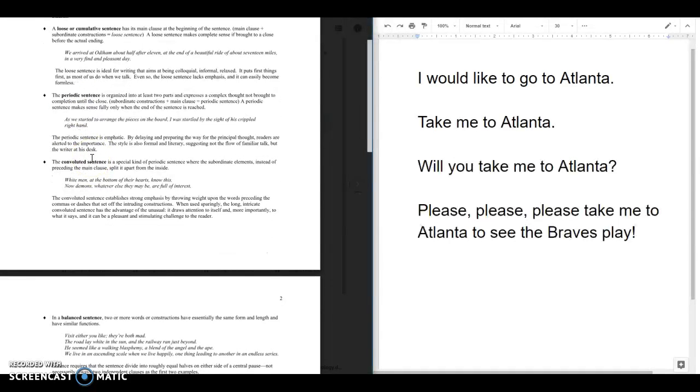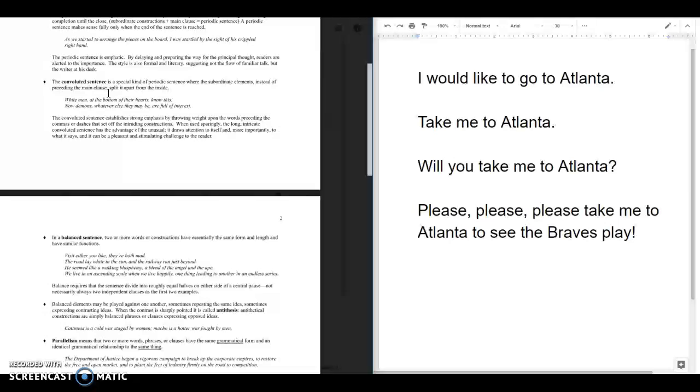Next, a periodic sentence is a sentence that is organized into two parts where a complex thought is not fully complete and fully explained until you read both parts. So technically, we do have a dependent clause at the beginning where it says, as we started to arrange the pieces on board. By itself, that doesn't make sense. And then we have an independent clause that says, I was startled by the sight of his crippled hand. This could stand by itself, but both parts of the sentence make more sense when they are put together. So this is a periodic sentence.